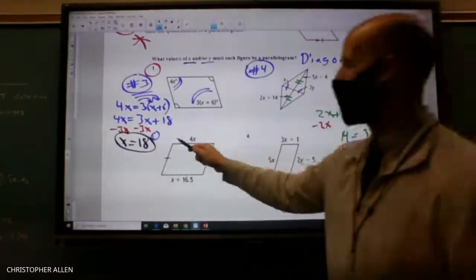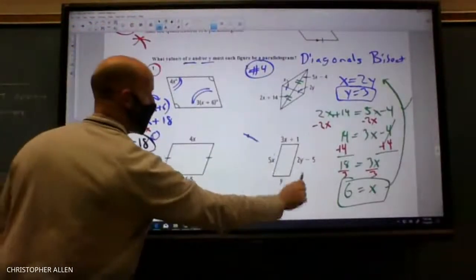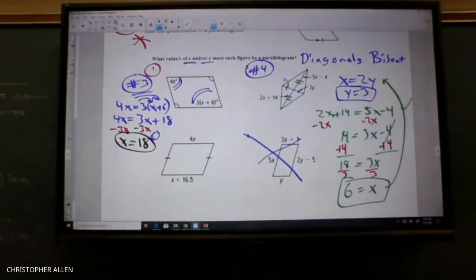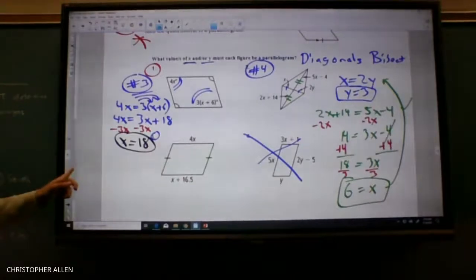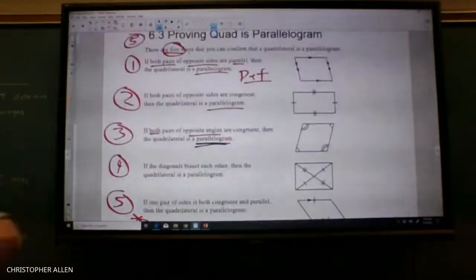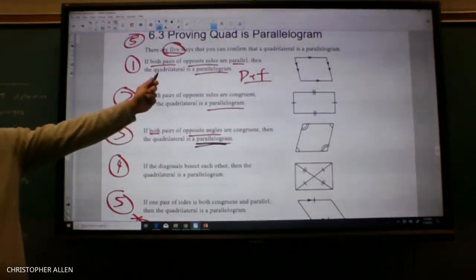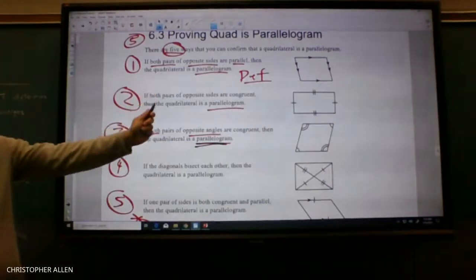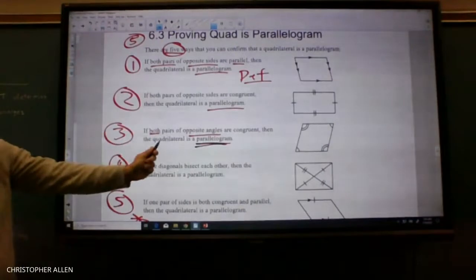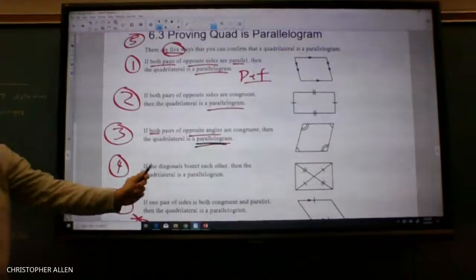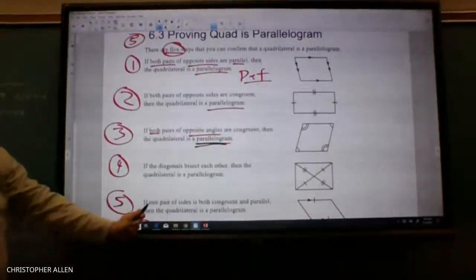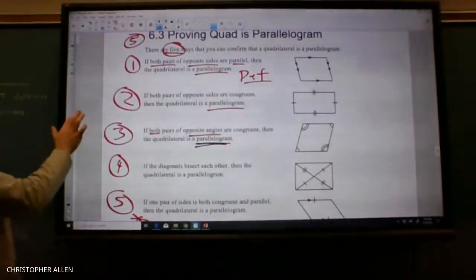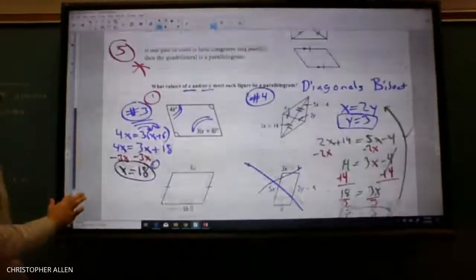All right, so let's look at number 3. This will be the last one we're going to do. We're going to skip number 4 for now. The ways we can prove that a quadrilateral is a parallelogram is if both pairs of opposite sides are parallel, if both pairs of opposite sides are congruent, that's number 2. If both pairs of opposite angles are congruent, that's number 3. If the diagonals bisect each other, that's number 4. And then number 5, if one pair of sides is both parallel and congruent.